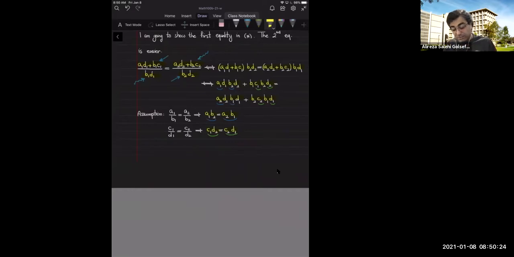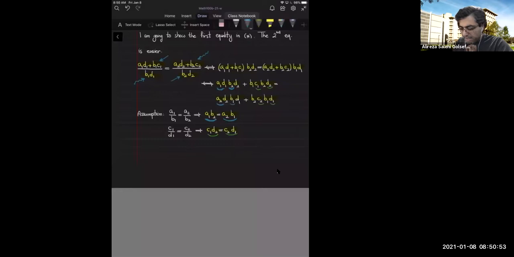Okay, so now I know these, but how can they help me? Let's go back and look at the target equality. In the target equality, I have A1 B2, and there it is. This is A1 B2 that I have over here. And I do know that it's the same as A2 B1. And here it is. This is A2 B1.